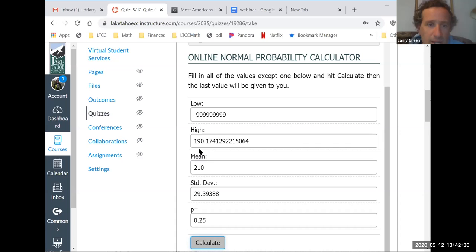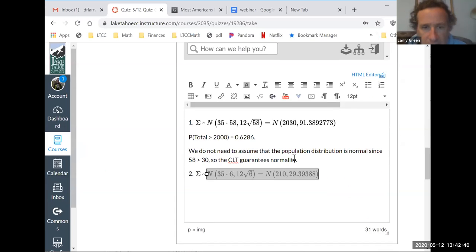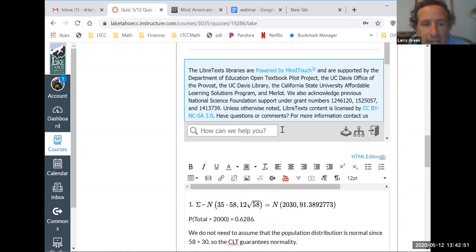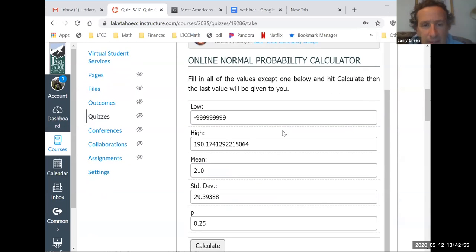And you calculate, and you get 190.17. So let's just write that in. So notice that Q1 is equal to 190.17. And we also need to find Q3. So to find Q3, we don't know the high, but what's our new probability? What's the probability here? Yeah, 0.75. And hit calculate, and you get 229.83 or so.